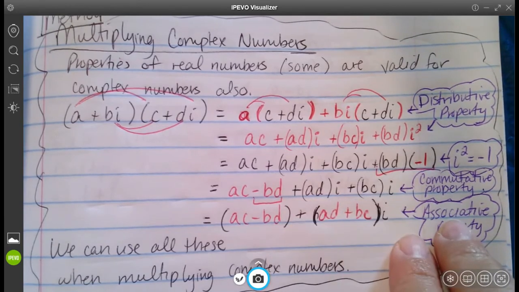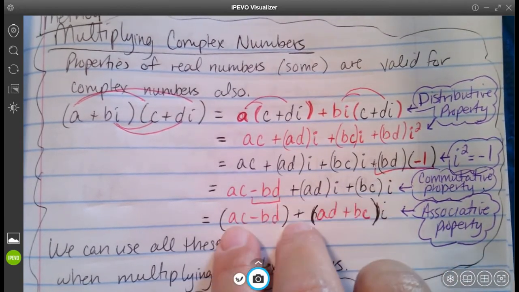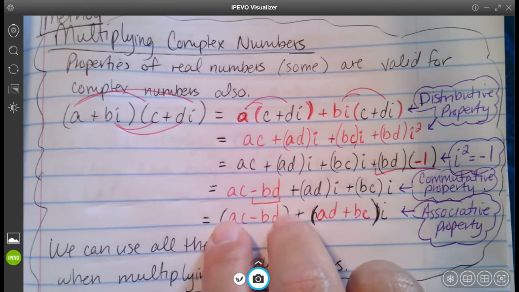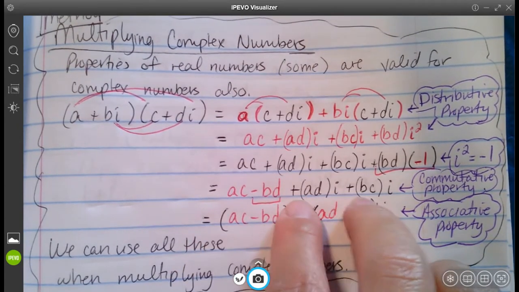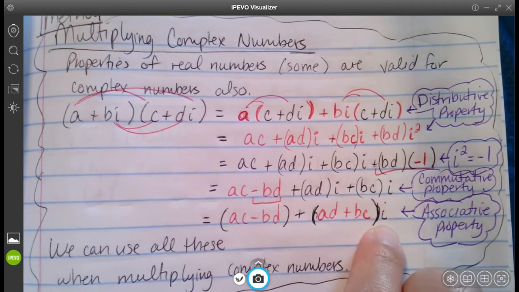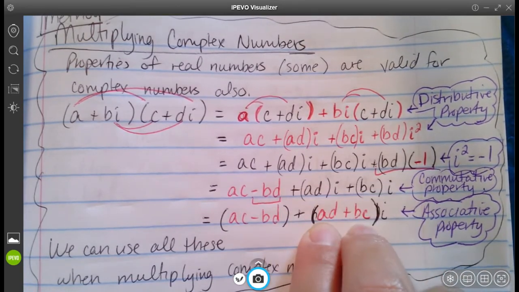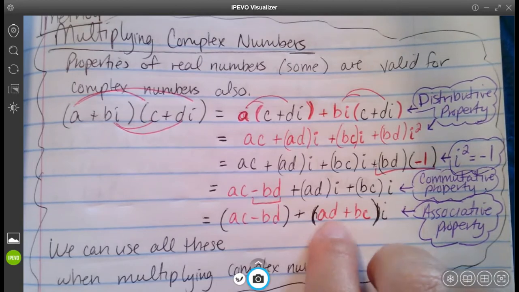And then our associative property, we went ahead and again moved a couple things and put some parentheses here. So these two are going to be our real part. And then these two, I took the i out and combined them like so and put them in parentheses as well. And this would be the imaginary part, okay?